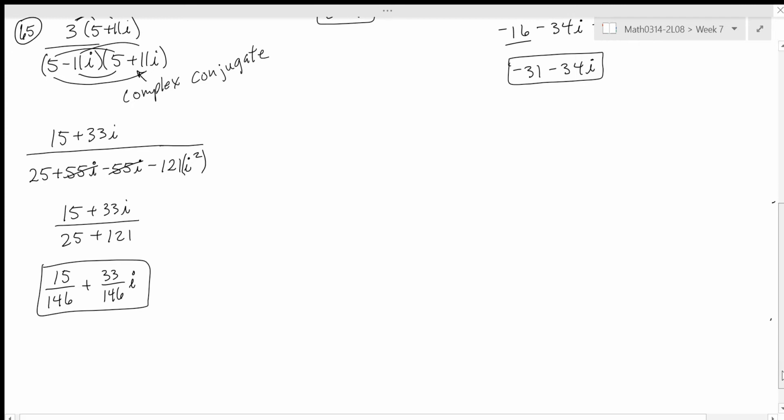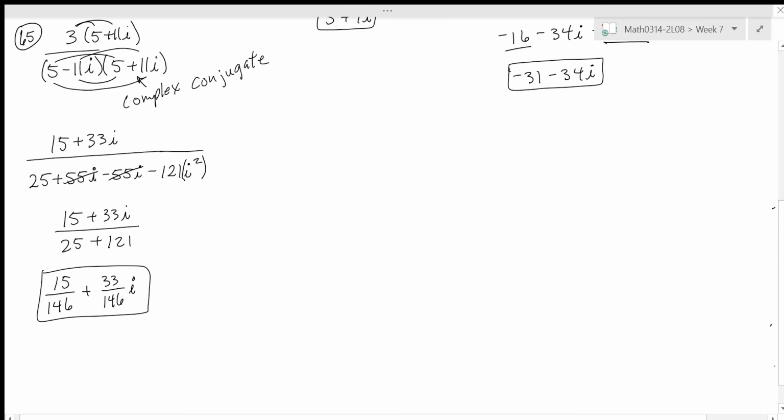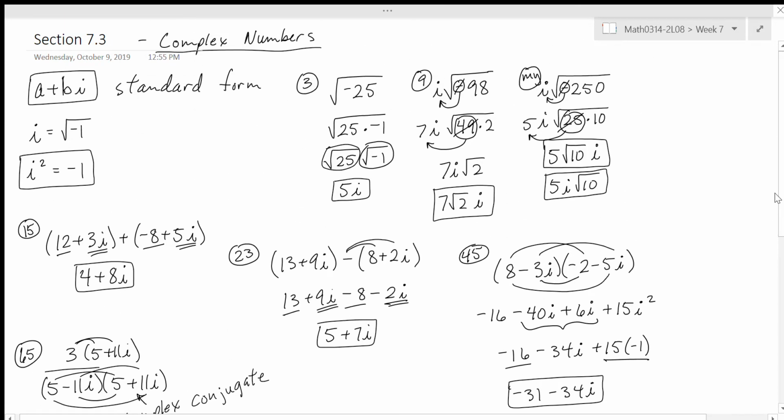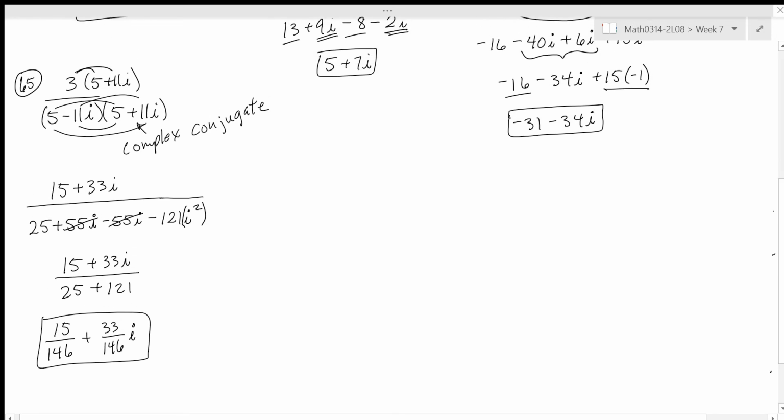You can't leave it like that, as one fraction with 15 plus 33i on top of 146 on the bottom. You don't want to leave it like that. I'll explain why. If we go back up to the top, do y'all see standard form is two separate terms? So if it says write your answer in standard form, then you have to be able to see the a and the bi. a plus bi. That's why you need to separate it. All the answers should be in standard form. On the test, it's always going to ask for standard form. So might as well just go ahead and get used to it.